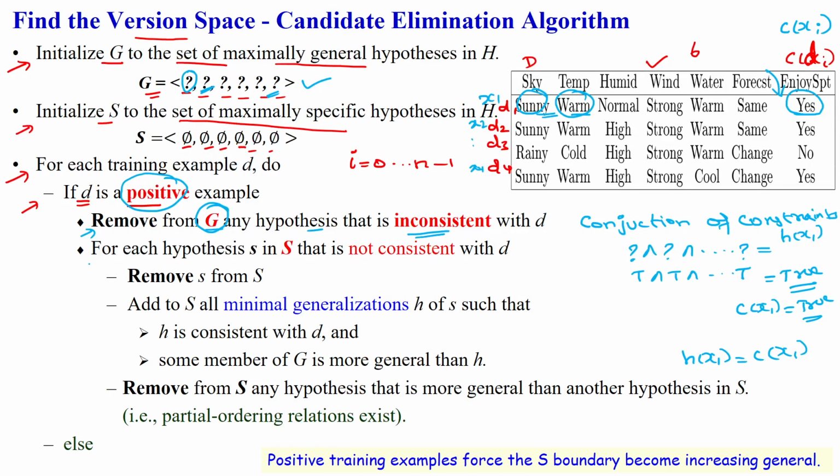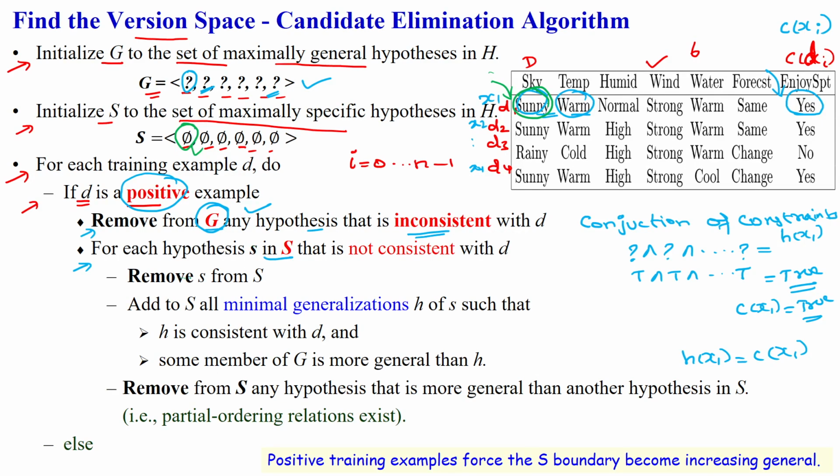Then we have to start with the specific boundary. Once G is over, then we start the specific boundary. Again we have to compare the values of each and every attribute value. Here sun is available, here null is available. We have to compare it. This null value will not accept any value in the example, so it has to be replaced.